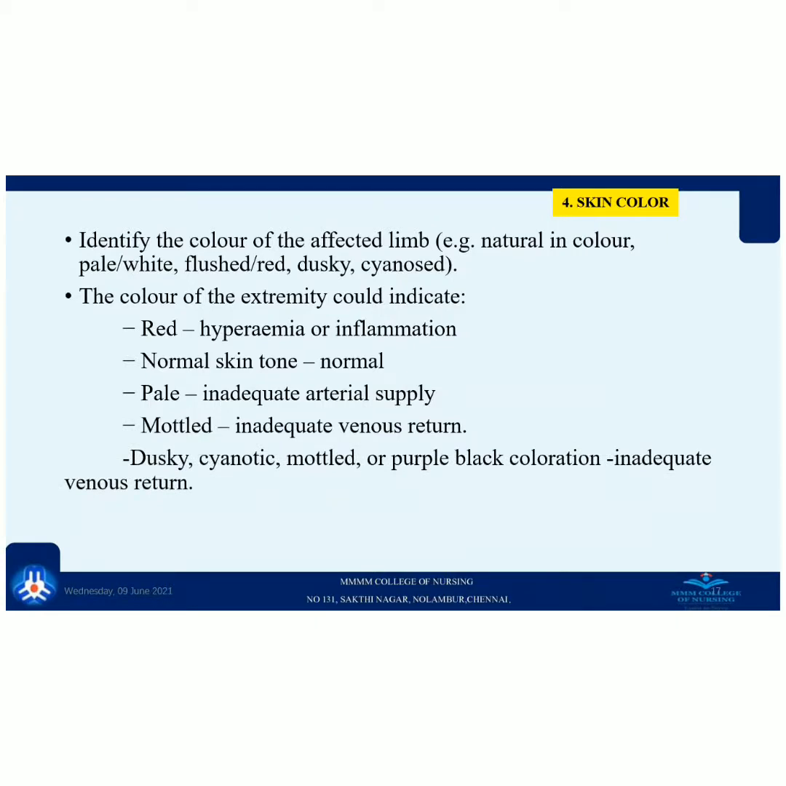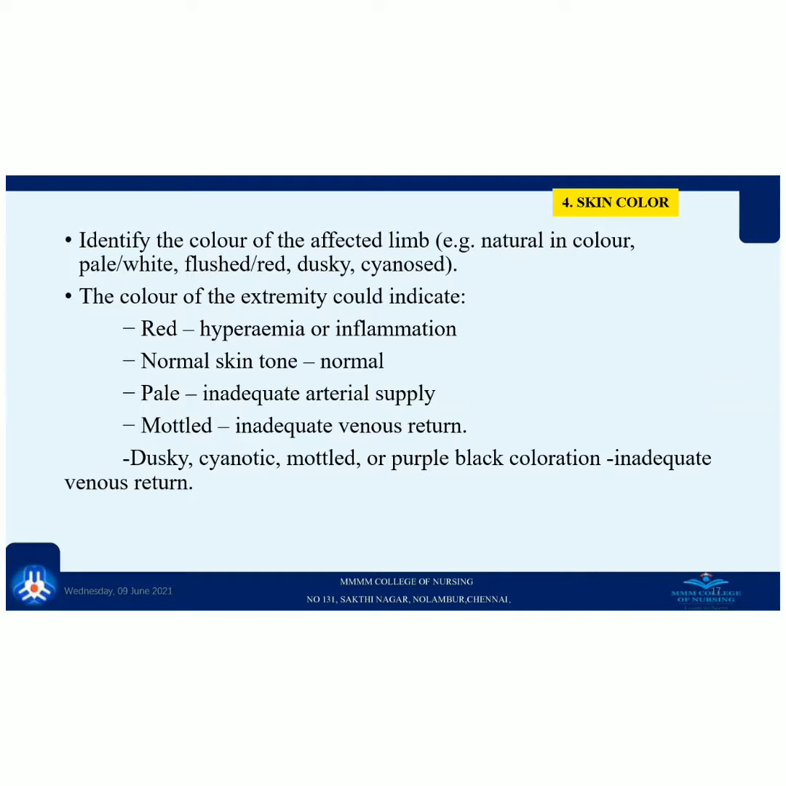Identify the color of the affected limb, that is, natural color, or pale or white, flushed or red, dusky or cyanosed, because each has a different interpretation. If the color is red, then we could interpret it as hyperemia or inflammation, whereas normal skin tone indicates normal color or normal vascular supply. If the color is pale, it indicates inadequate arterial supply.